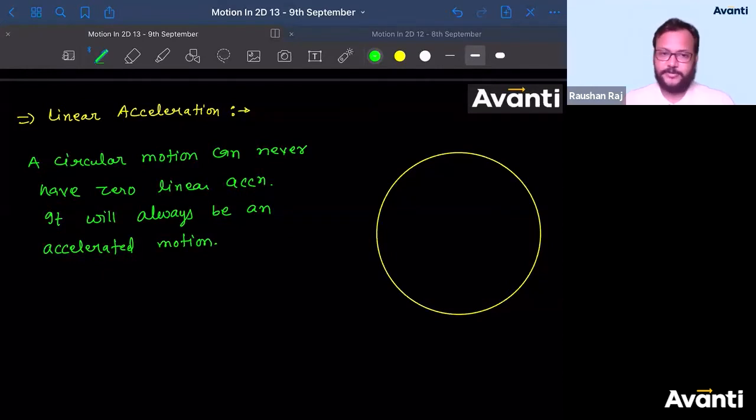Never बच्चा, uniform velocity कभी नहीं मिलेगा. Uniform speed मिल जाएगा. You can have uniform speed, but uniform velocity कभी नहीं मिलेगा in circular motion में. All right, guys.